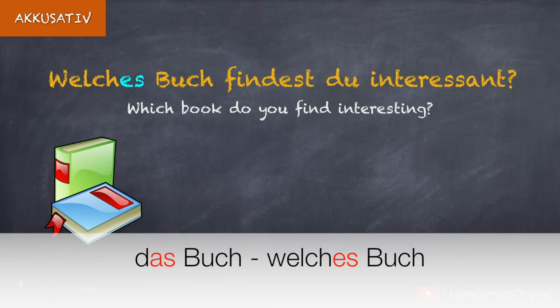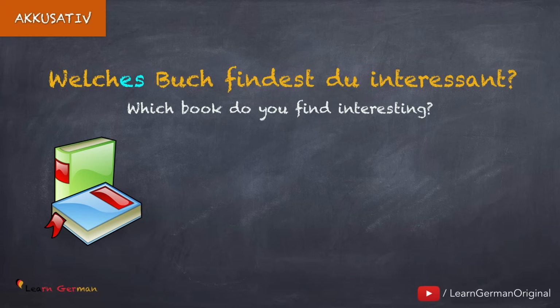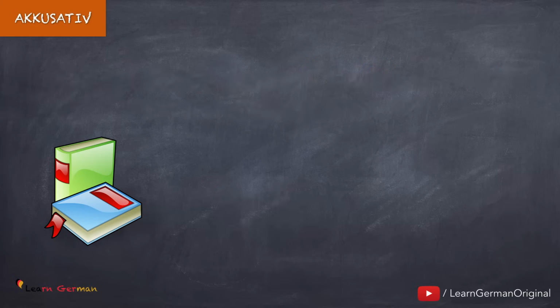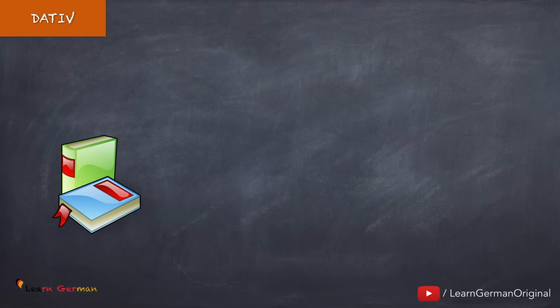Das remains das. Welches Buch findest du interessant? Since the article remains das, for welches the ending remains es. Welches Buch? Die Antwort ist das Blaue. In the dative case, however, das changes to dem. Dem is the same as the masculine article. So can you guess what will be the ending for welch?